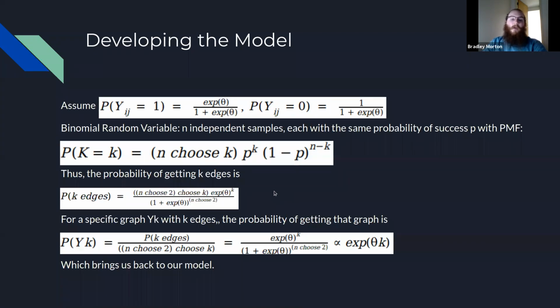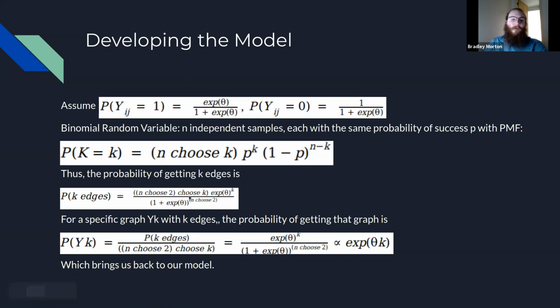Then we say, okay, what is the probability of getting a specific graph that we will call yk, and therefore it has k edges? The probability of getting that graph is the probability of getting a graph with k edges divided by the total number of graphs that have k edges, because in this situation, all of the graphs with k edges are equally likely to occur. This is developing back to our basic edge-only model.